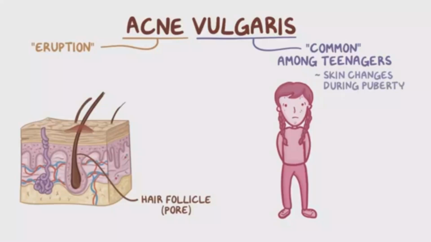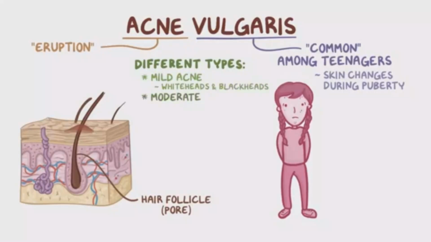Acne can be categorized into different types based on specific characteristics. For example, mild acne usually consists of whiteheads and blackheads. Moderate acne usually consists of pustules. And severe acne usually consists of cysts and nodules.